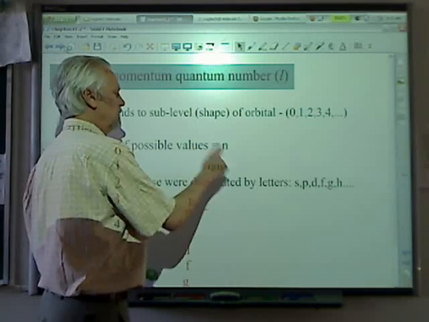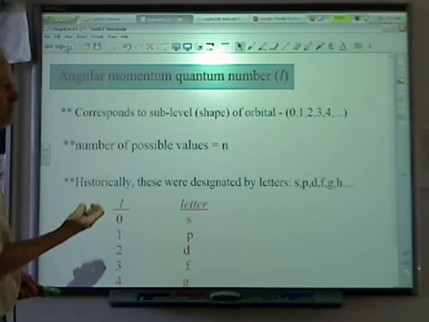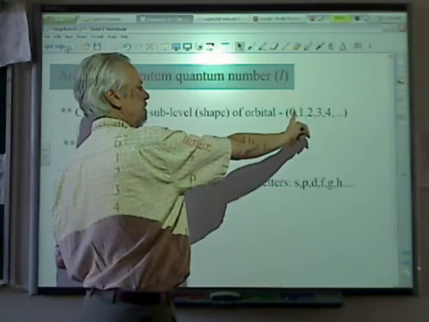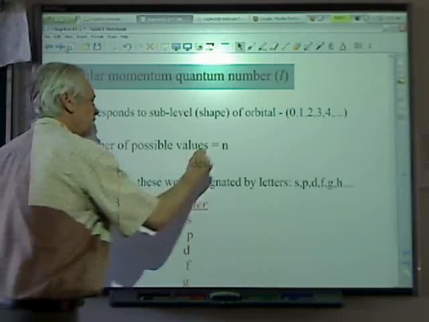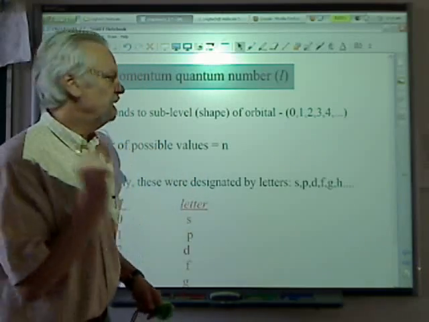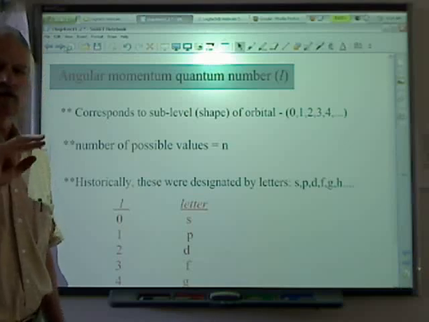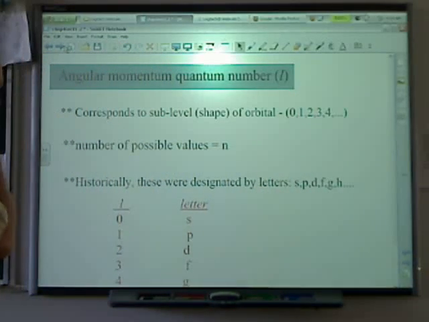If your principal quantum number is 1, then this shape variable can only take on 1 value, and we assign it a number of 0. More on that later. If the principal quantum number is 2, then we can have an angular momentum quantum number that can take on any one of 2 values, and we call it 1, and away we go.